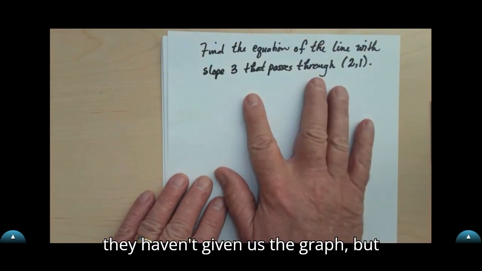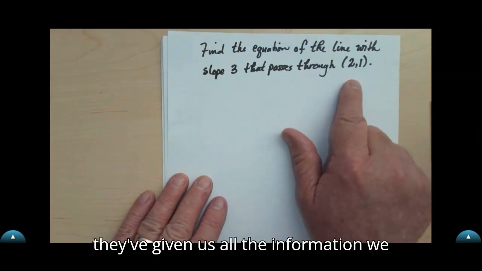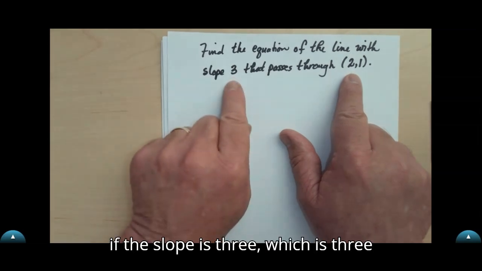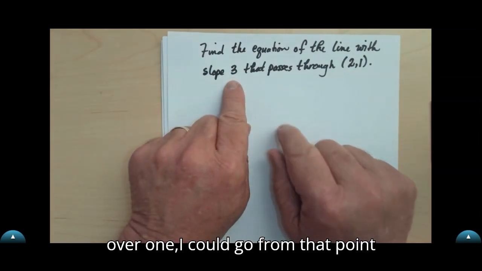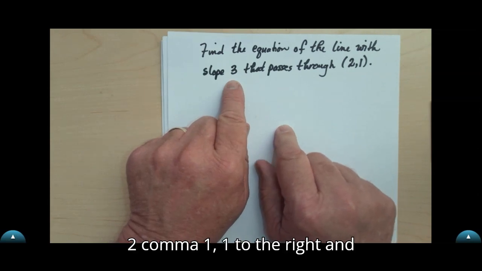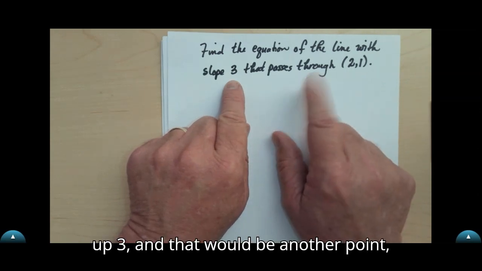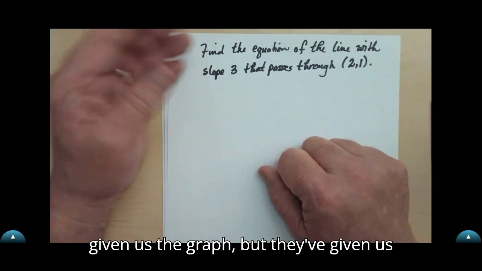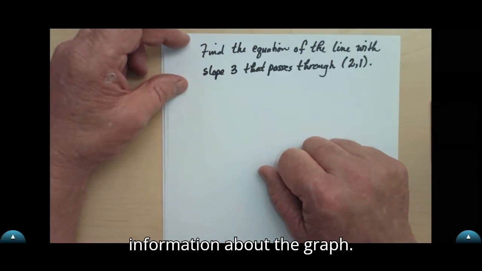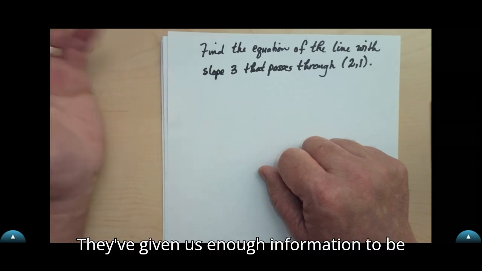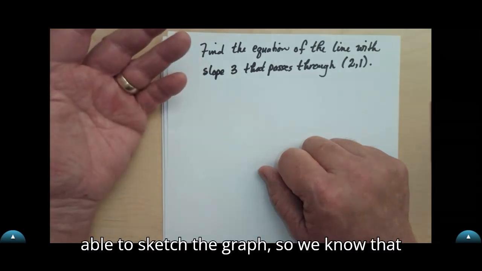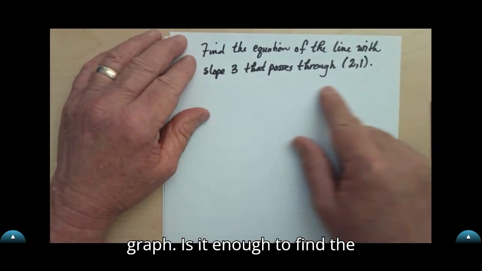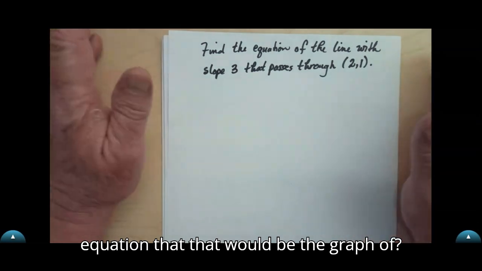Now they haven't given us the graph, but they've given us all the information we need to find the graph, right? Because I could plot that point (2, 1), and if the slope is 3, which is 3 over 1, I could go from that point to the right and up 3, and that would be another point, and I could plot that point and draw the graph, right? So they haven't technically given us the graph, but they've given us information about the graph. They've given us enough information to be able to sketch the graph, so we know that this information is enough to find the graph. Is it enough to find the equation?